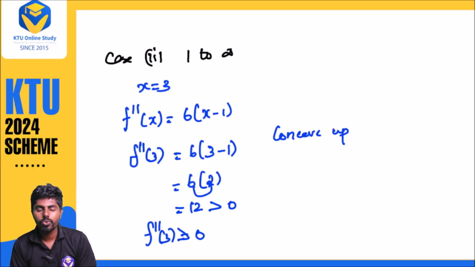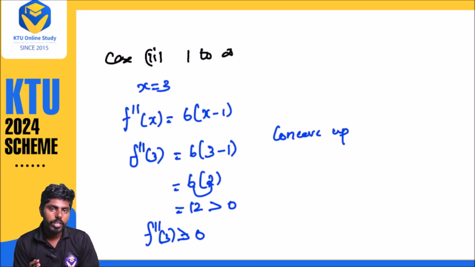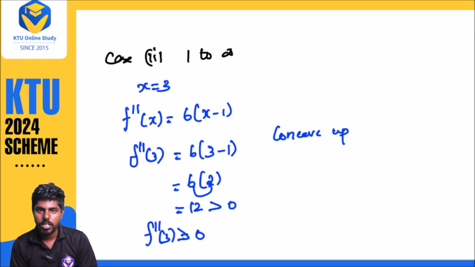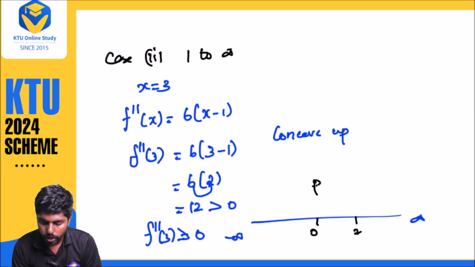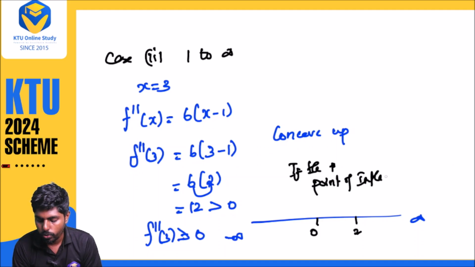That is the condition. To prove the point of inflection, you get a point of inflection at some point, and based on that you take values to prove it. You just draw the diagram from minus infinity to infinity. If there are 2 points of inflection, like 0 and 2 as given here, then there are 2 points of inflection.